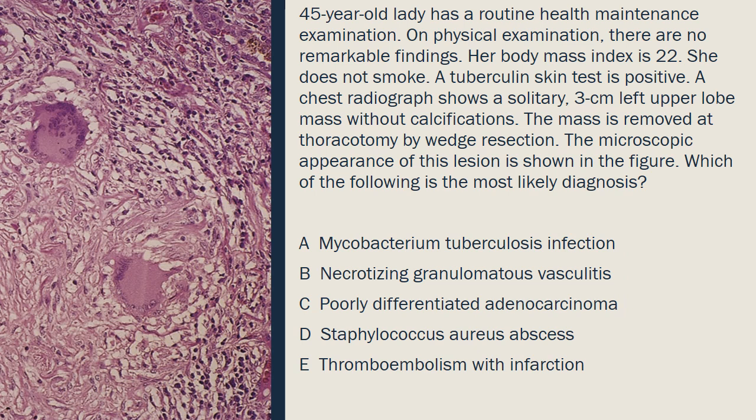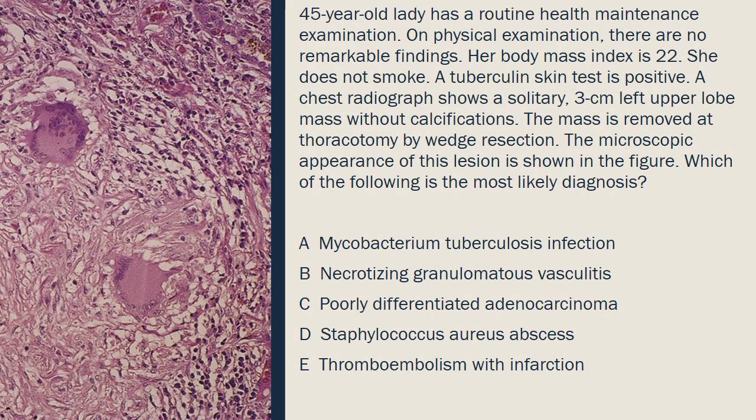This is a case of a 45-year-old lady who has a routine health maintenance examination. On physical examination, there are no remarkable findings. Her body mass index is 22. She does not smoke. A tuberculin skin test is positive. A chest radiograph shows a solitary 3 cm left upper lobe mass without calcification.